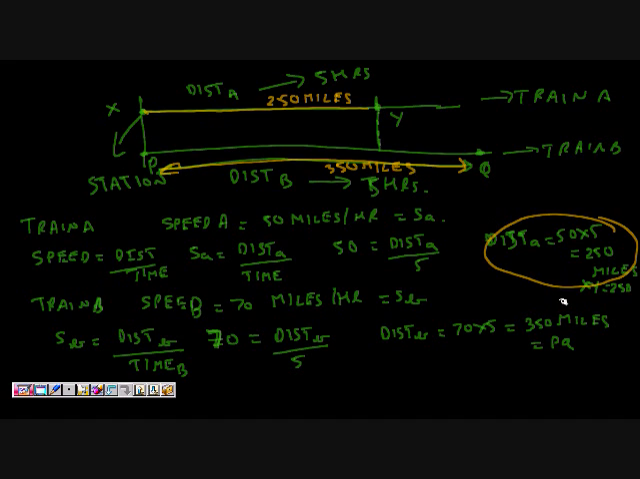So the difference between these two distances is this right here. Let's change the color a little bit. So the difference between those two is this distance. Okay. And it is just a difference of 350 minus 250, which is 100 miles. So we can say that in 5 hours, these two trains are 100 miles apart from each other. And that's how you solve the problem.